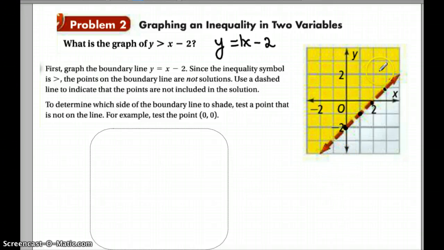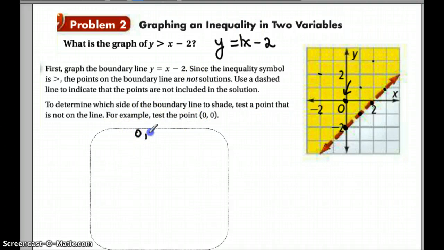And then we're going to shade everything above the boundary line to show that all of the points that are in this area, in this region, in this half plane, are solutions for this inequality. Then we're going to check to make sure we're right by choosing any point on this side that's shaded to make sure it works in the inequality. The easiest point to check if it's in the shaded region is to use 0, 0.